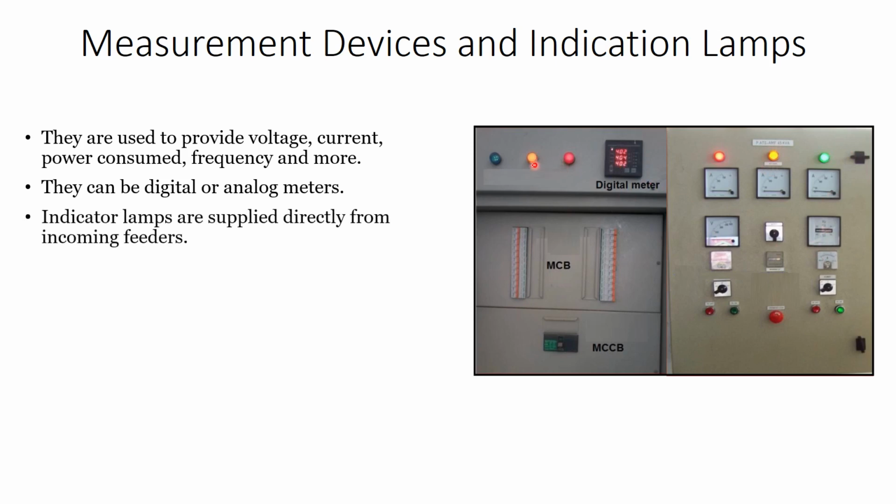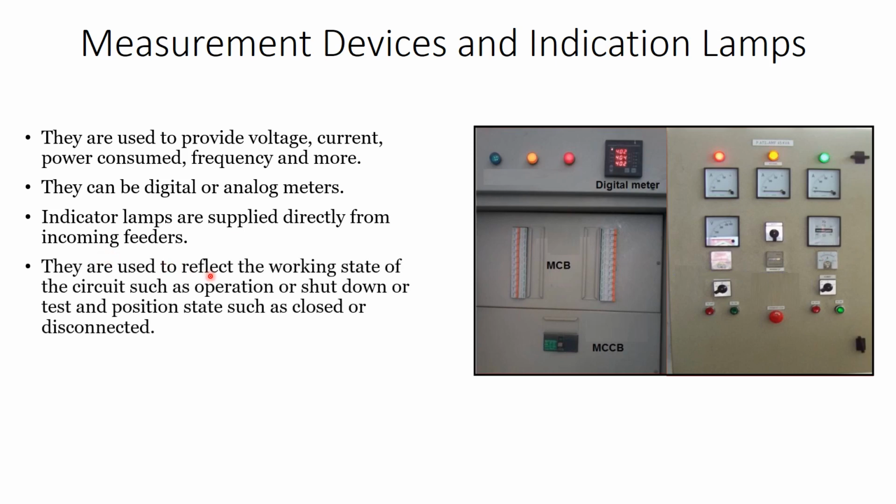The indicator lamps, what do they do? First, they are supplied directly from the incoming feeders. They are used to reflect the working state of the circuit, such as whether the circuit is in the operation state, working state, or it is in the shut down state, or it is in testing state, testing the panel. And also it provides the position state, such as whether it is a closed circuit or a disconnected circuit. So that is the benefit of the indicator lamps.